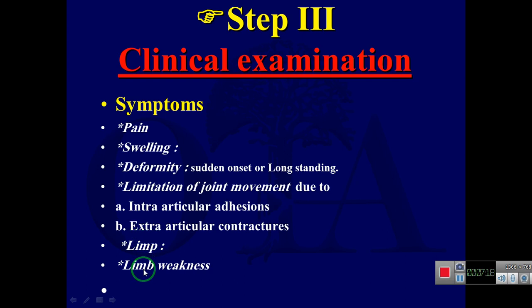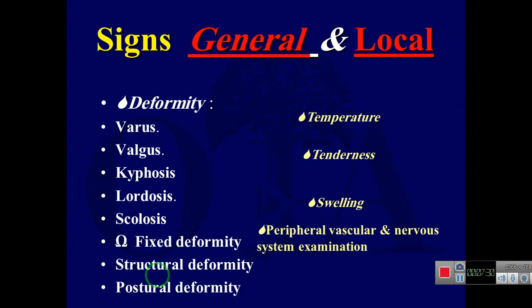Limb weakness. This may be due to limb atrophy, a motor problem like muscular dystrophy, etc., or due to peripheral or diabetic neuropathy. While the signs, there's a general sign: look for signs of anemia, fever, weight loss, etc., or local signs, which may be due to abnormality of bone or joint, which is a deformity.